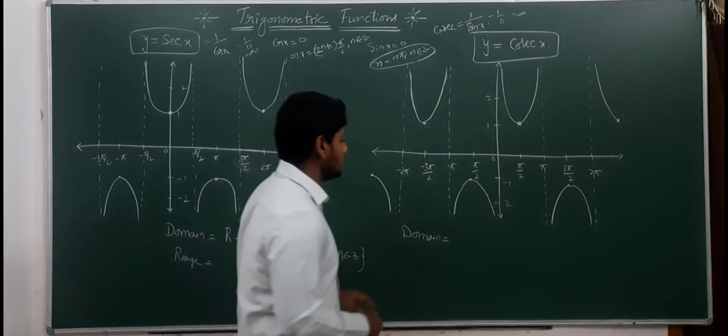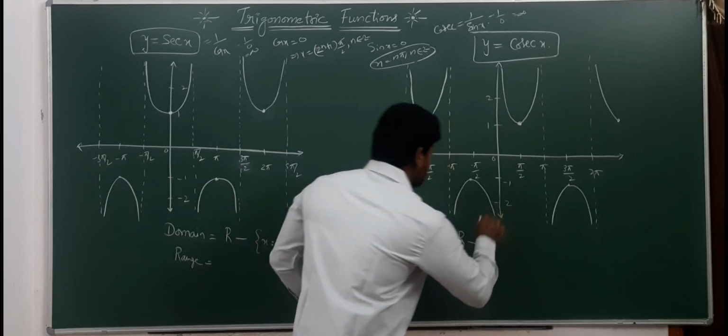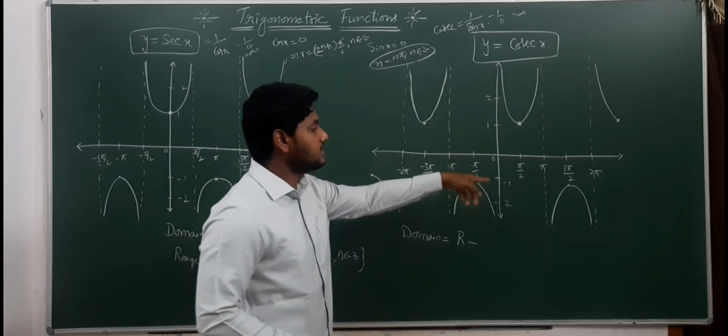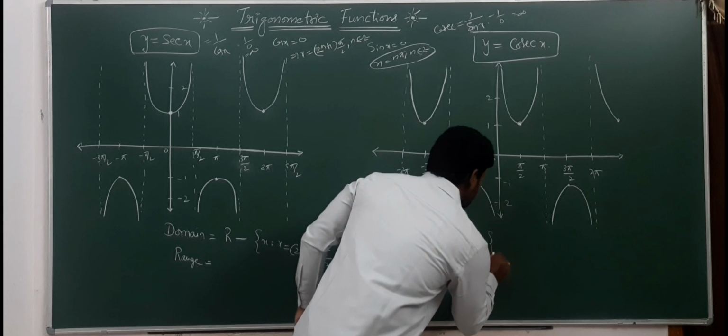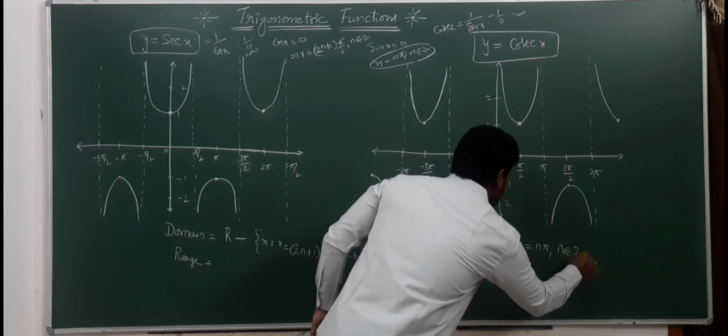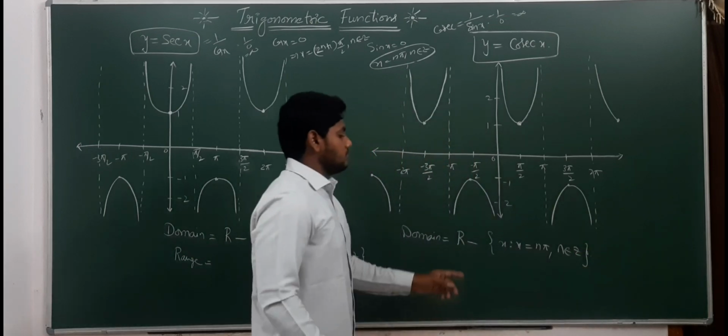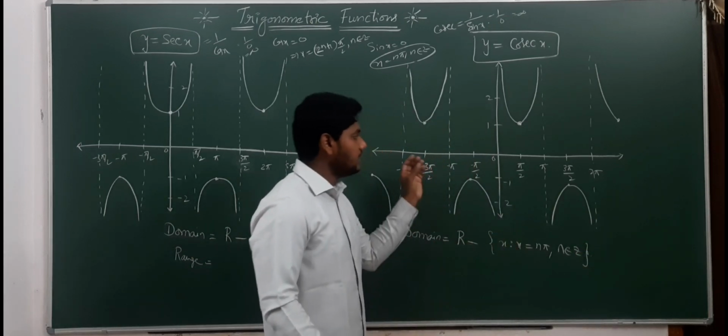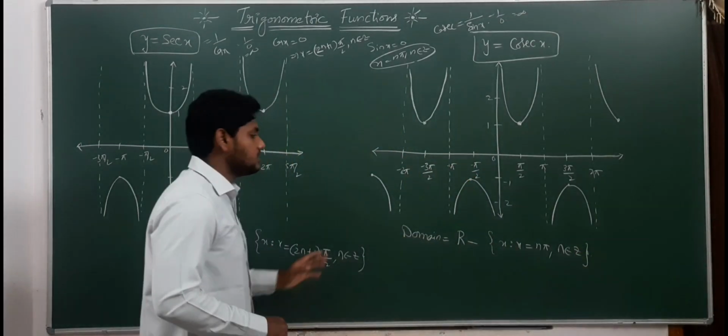When it comes to cosecant x, domain will be R minus the points where it is undefined, for all x such that x equals n pi where n belongs to Z. Right? Except those points, any radian we can substitute. So this is about domain.